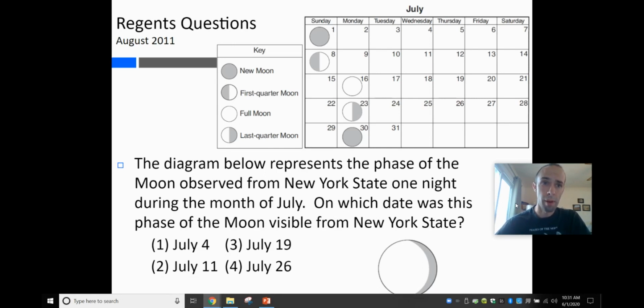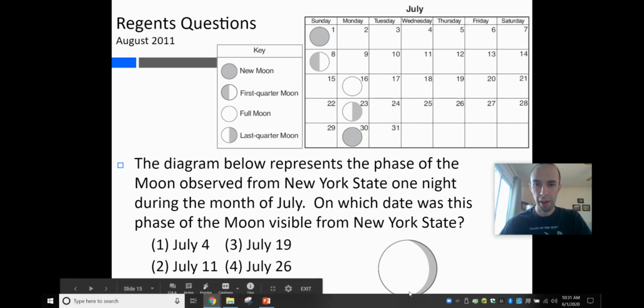This is a question from August of 2011. You can see there's a calendar there with some major phases of the moon. You can see the new moon, first quarter, full moon, and then last quarter moon as we go from here to here. Notice it's 29 and a half days from this phase to this phase, the new to the new. Okay, so that's something to take note of. We have to figure out what date this phase occurred.